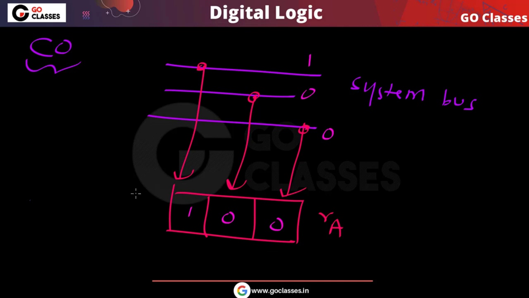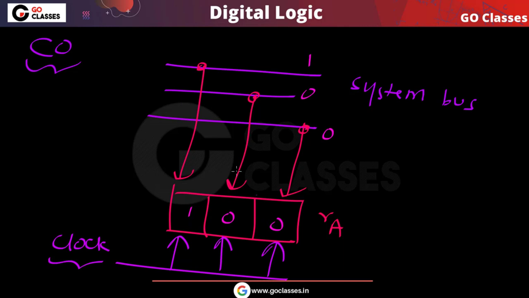Now you can notice what will happen after some time. This is your register, and all the flip-flops have a common clock. So this is your clock. On the system bus you have this data, and you want to store it in this register. After some time, this system bus will be busy with some other data.